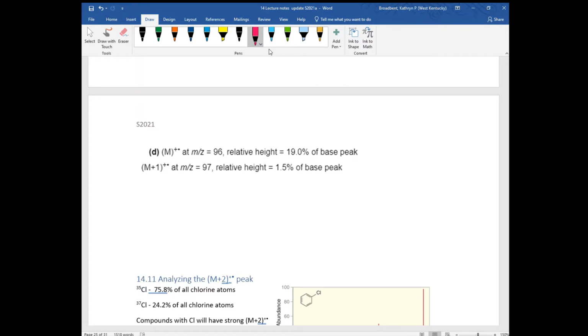Okay, so let's look at D here. We have a molecular peak at 96, and its relative height is 19% of a base peak. The M+1 peak is, of course, at 97, right next door, and its relative height is 1.5 of a base peak. We need to know how these two relate to each other. And so what we'll need to do is take 1.5 and divide it by 19, times 100%. And this will give us 7.9. That's the relative height of our M+1 peak versus our molecular peak.